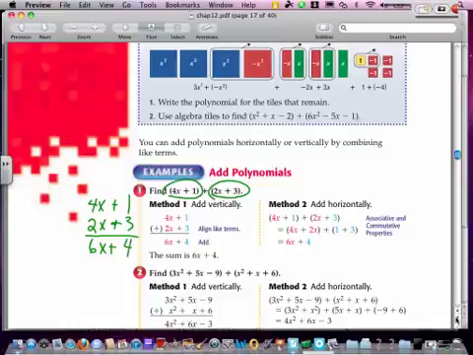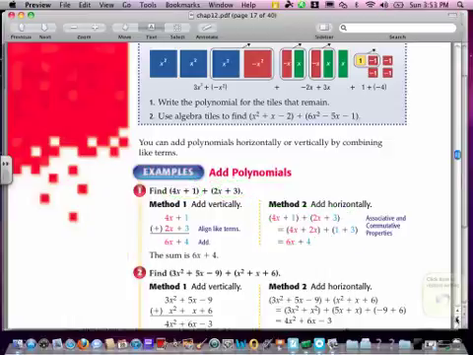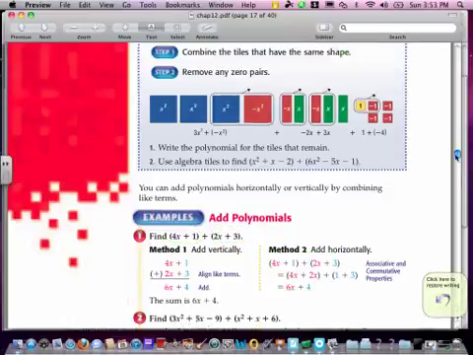Or, what we've done prior to this mostly has been adding them horizontally. And you can see they've color-coded, kind of like what I was doing, and just say, here's my x's. I'm going to add those together. 4x and 2x gives me 6x. Here's my numbers, 1 and 3. That gives me 4. And I get 6x plus 4. Either way, I get the same answer. Whichever way you find easier is the way that you should do it.